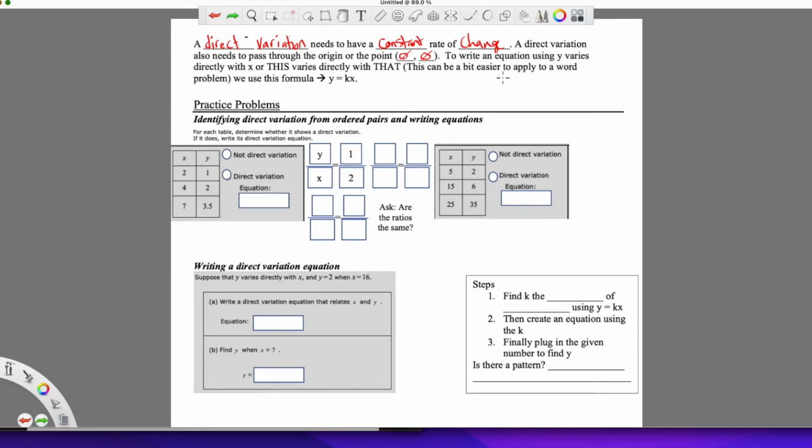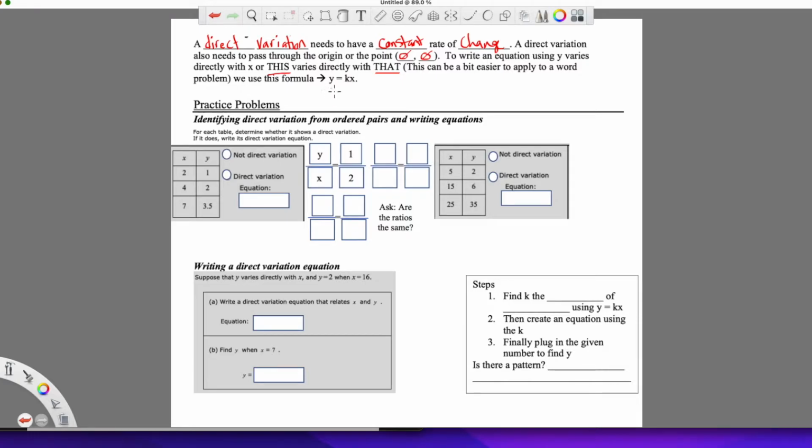To write an equation using y varies directly with x, that's always how we read a direct variation. It'll say y varies directly with x, and it'll give us a little bit more information, but those are the words they use. I like to change it to this varies directly with that, because when we're talking about word problems, which is kind of what I put in the parentheses here, we're not going to have y and x. We're going to have something, this, and it's going to vary directly with something else, that. So I kind of like to change it to this and that, especially for word problems, just so that you're not always going to be looking for x and y. Sometimes it's something else. On this screen, I think we're just going to deal with x and y, so not too big a deal.